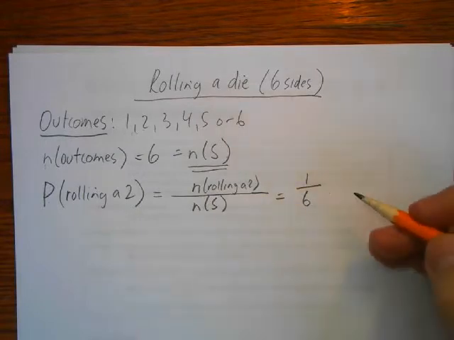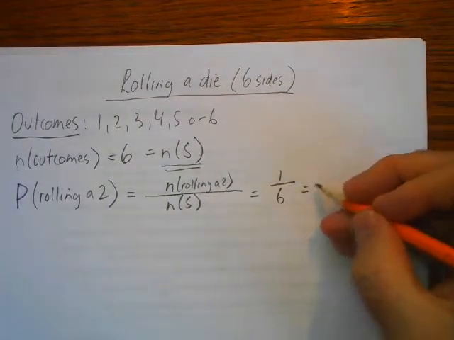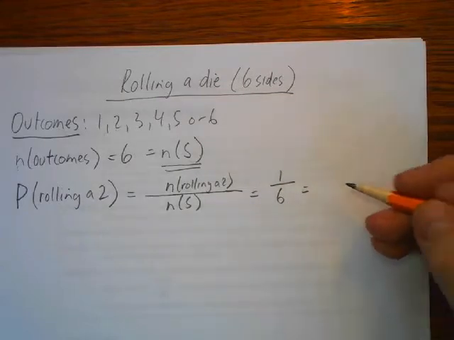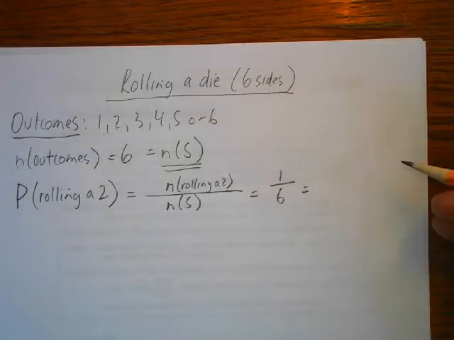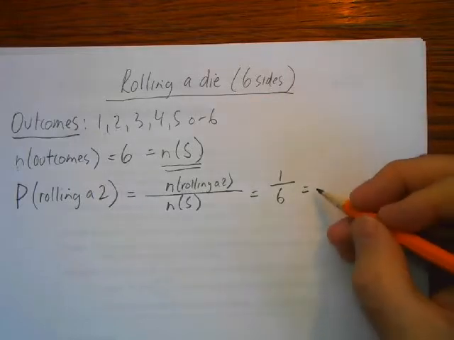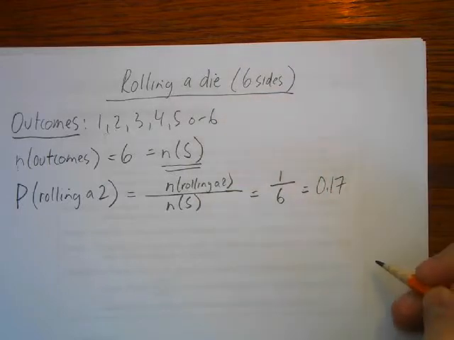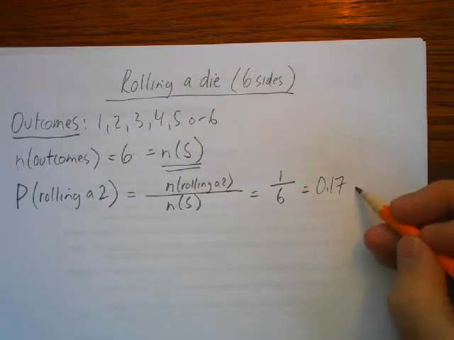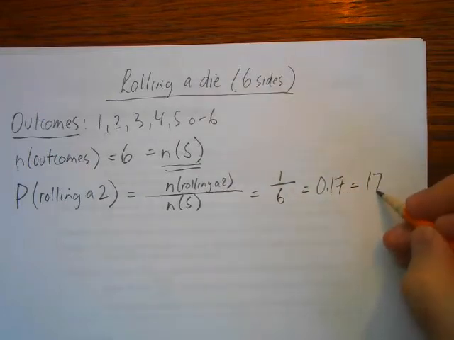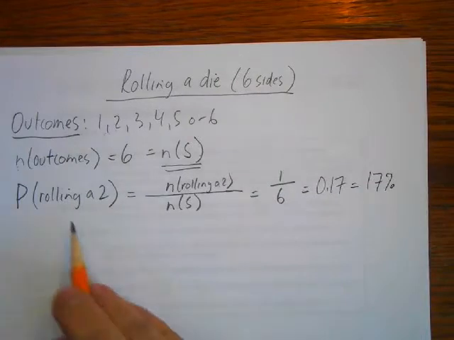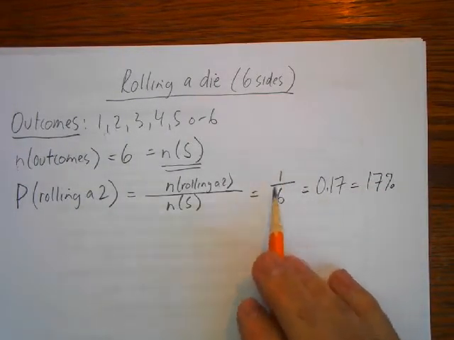So the probability is 1/6, and we can change this into a decimal. And now in this case, 1/6 is not a nice fraction. If you do 1 divided by 6 on your calculator, you get 0.166666, and so on. So if we just round it to 2 decimals, we get 0.17. And if we want to get percent, we just move the decimal place 2 to the right. So that's 17%. So the probability of rolling a 2 is 17%, or 0.17, or 1/6.